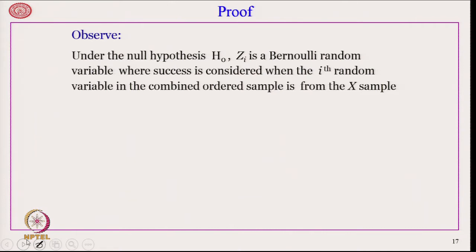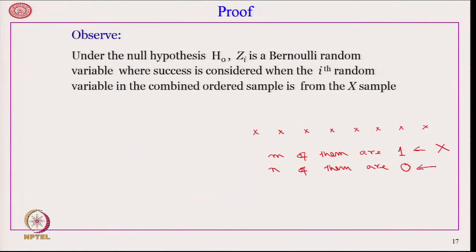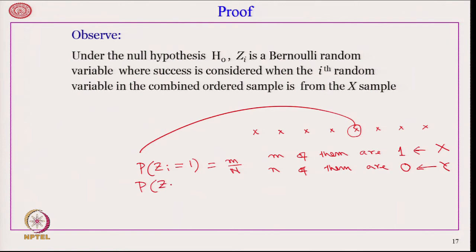where success is considered when the ith random variable in the combined ordered sample is from X. I hope you understand it, but let us assume that these are the N ordered observations, out of which m of them are ones and n of them are 0, because these are coming from X and these are coming from Y. Therefore, when we randomly pick up one value, probability Z_i is equal to 1 is equal to m by N, and probability Z_i is equal to 0 is equal to n by capital N.